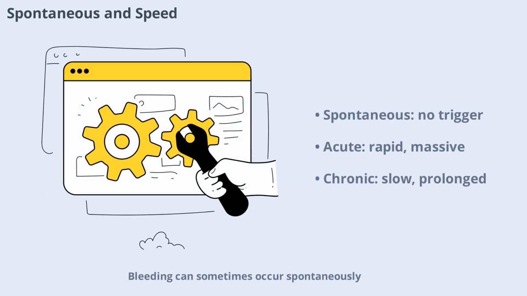Bleeding can sometimes occur spontaneously, especially in patients with low platelet counts or hereditary bleeding disorders. Additionally, hemorrhage can be acute, massive, and rapid, or chronic, where small amounts of blood are lost over a longer period. Acute hemorrhage is more likely to cause shock and requires immediate attention, while chronic bleeding may go unnoticed until anemia develops. Both types need careful evaluation in the context of oral surgery.